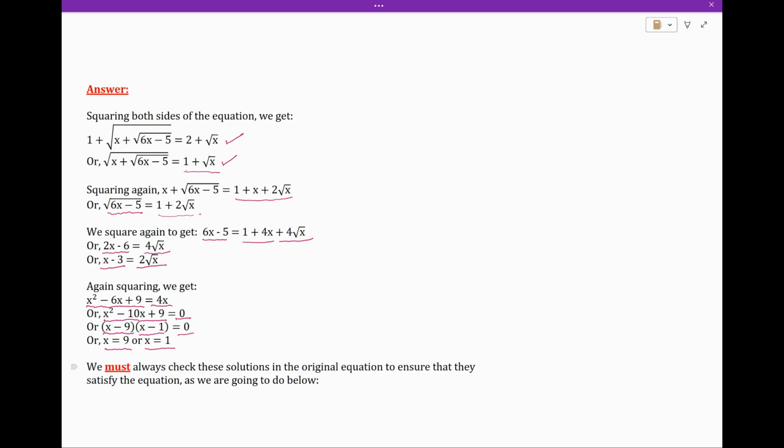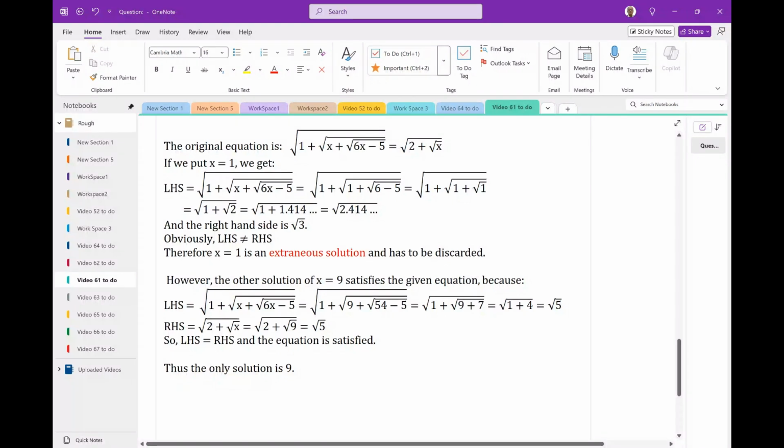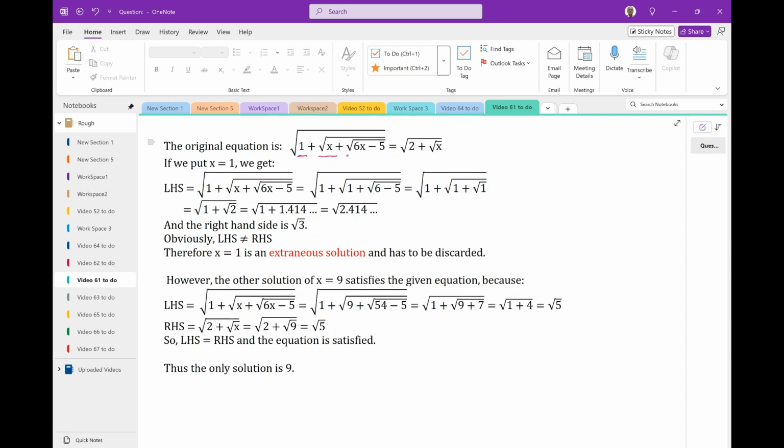We must always check these solutions in the original equation to ensure that they satisfy the equation, as we are going to do below. The original equation is square root of 1 plus square root of x plus square root of 6x minus 5 is equal to square root of 2 plus square root of x.